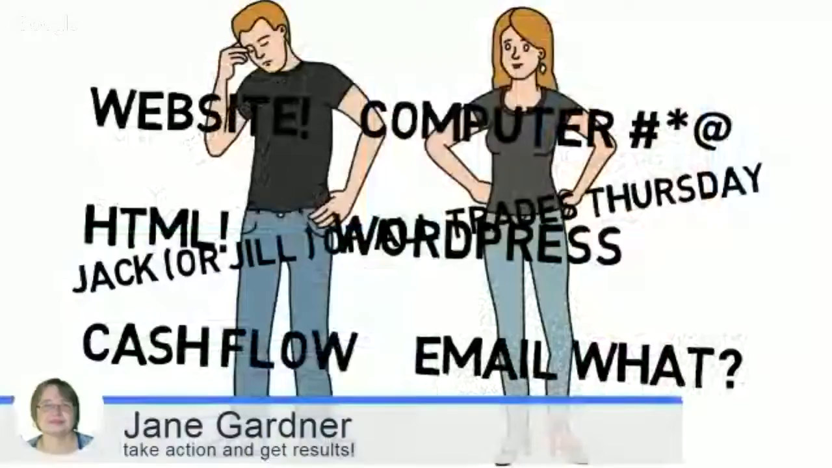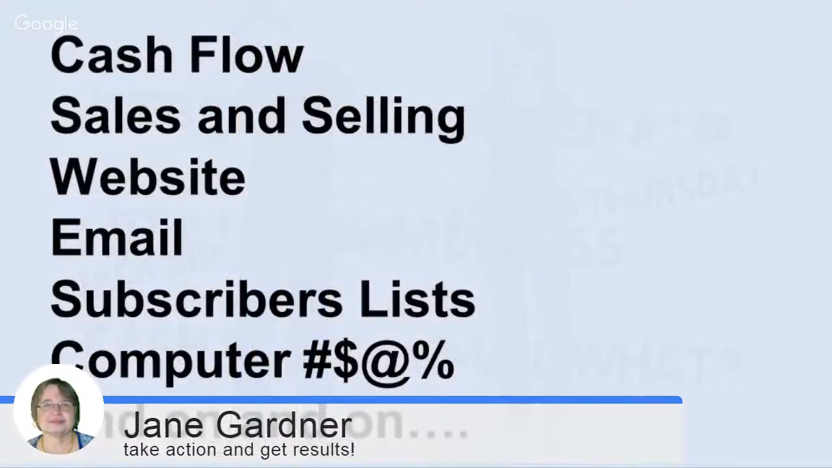Today I got to show you my little fancy picture, Jack or Jill of All Trades Thursday, where we talk about all the things that you need to know as a solopreneur. I feel you need to know a little bit about a lot of things, including your website, your computer, your HTML and WordPress, your cash flow and email, and all the other things in your business. Because knowing a little about a lot of these things will keep you in control of your business, and you'll know how things are going.